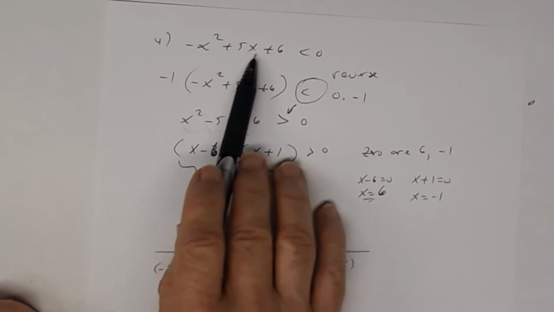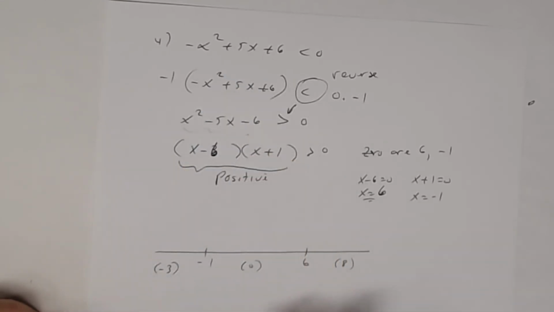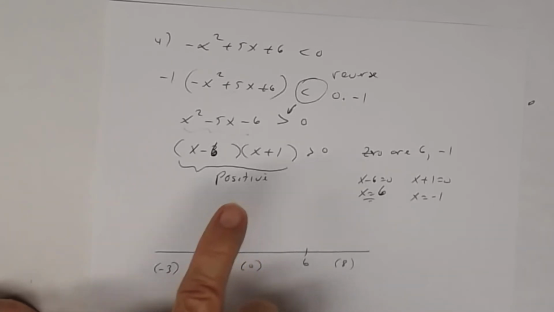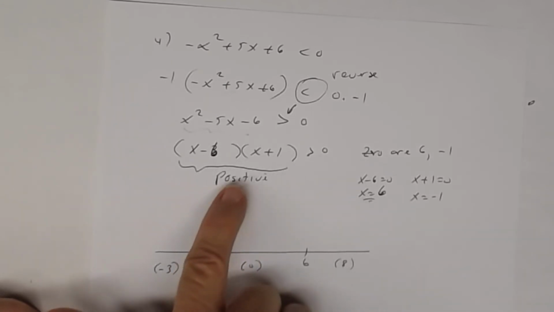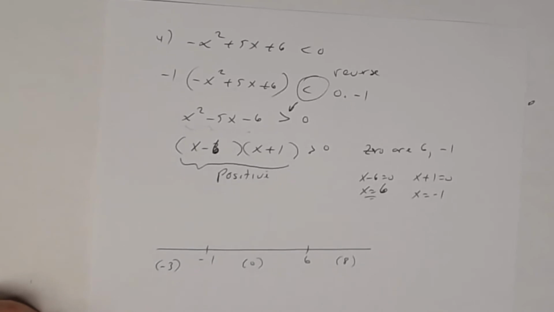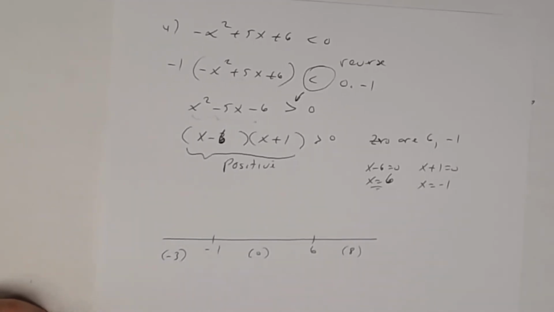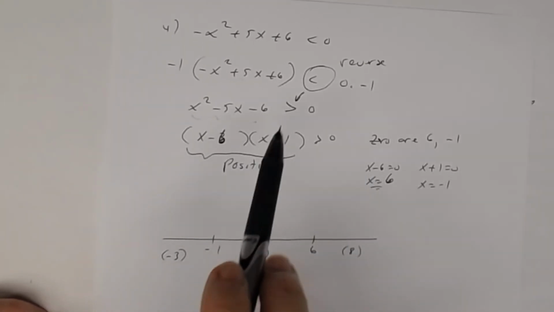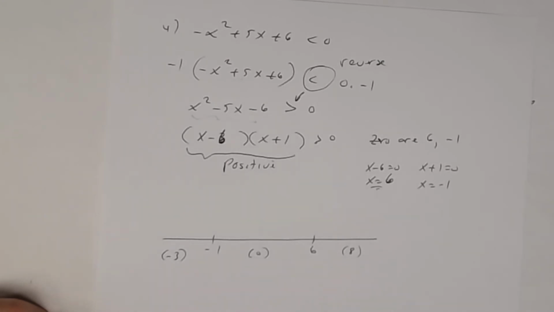Now, if you go back to the original, the solution will be the same, by the way. I just wanted you to know that. The solution will be the same. It's just that here you're looking for positive, here you're looking for negative, because the zeros here are the same as the zeros there. All right, you just got to be careful.